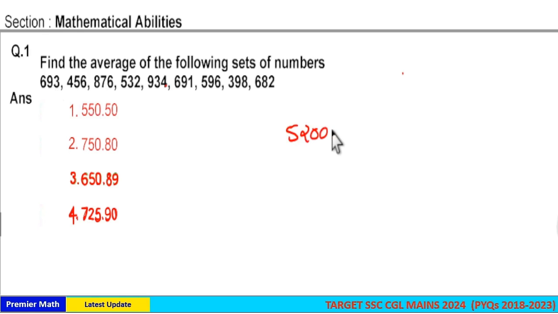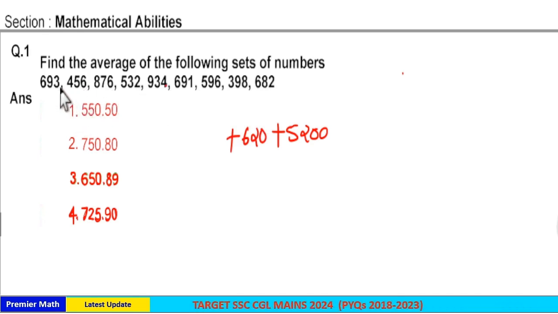So 5200. Again, here 9 repeated 4 times. 9 into 4, 36. 36 plus 8, 44. 44 plus 3, 47 plus 3, 50 plus 7, 57 plus 5, 62. So 620. Again 2 plus 8, 10. 10 plus 7, 17. 17 plus 6, 23. 23 plus 6, 29. 29 plus 9, 38.